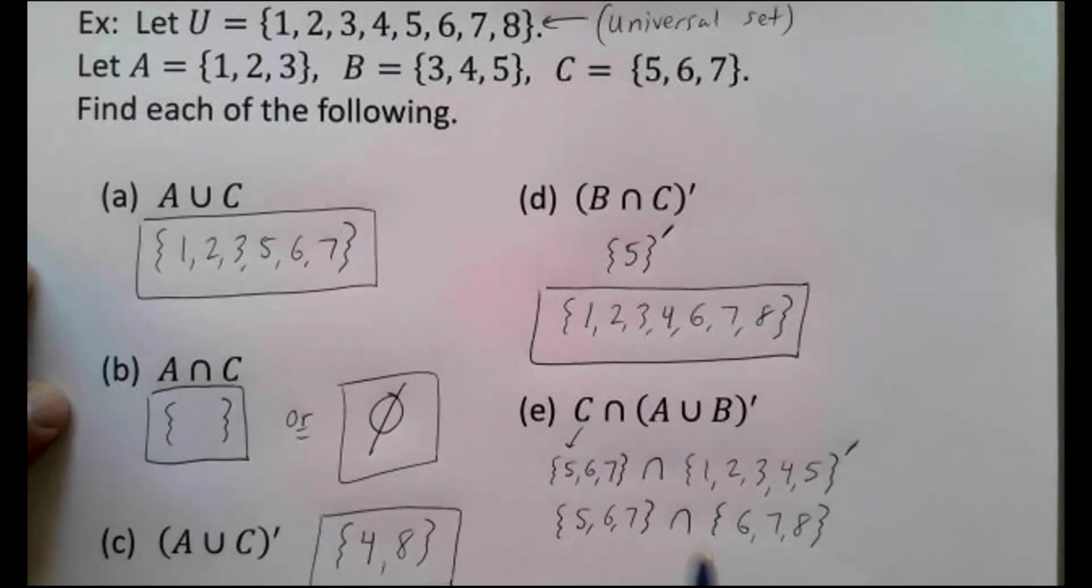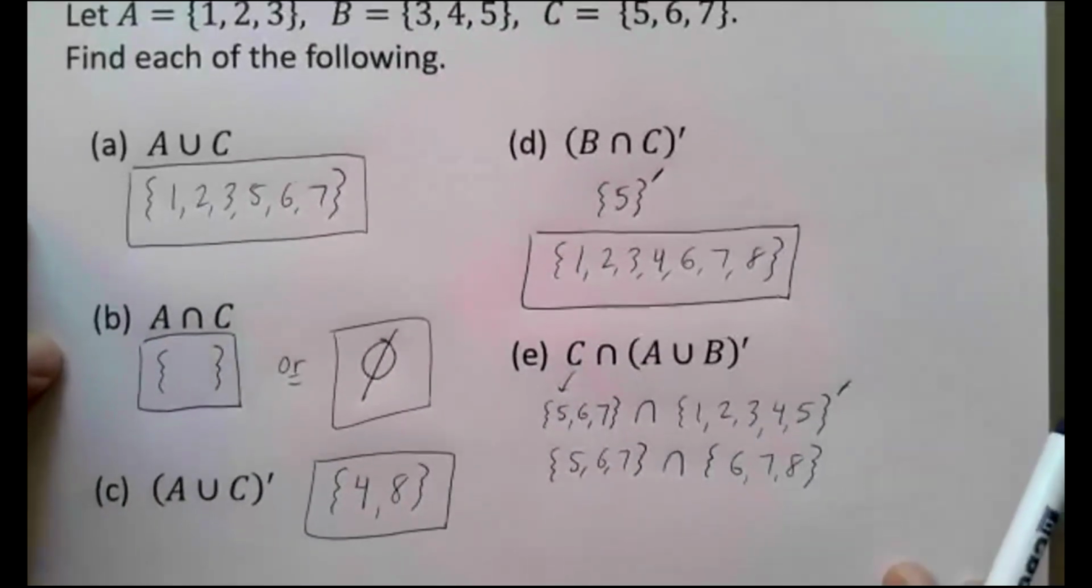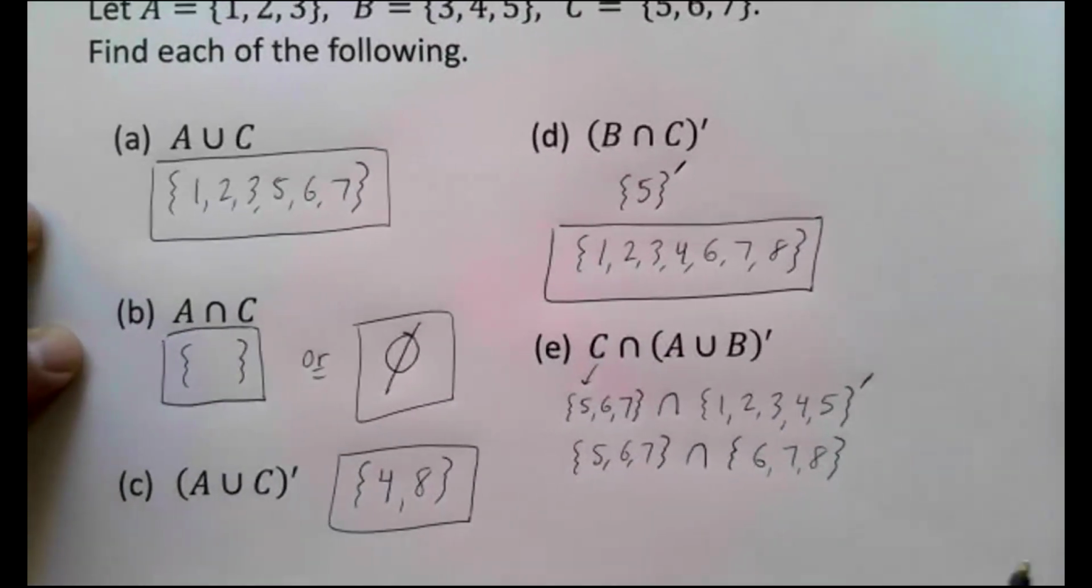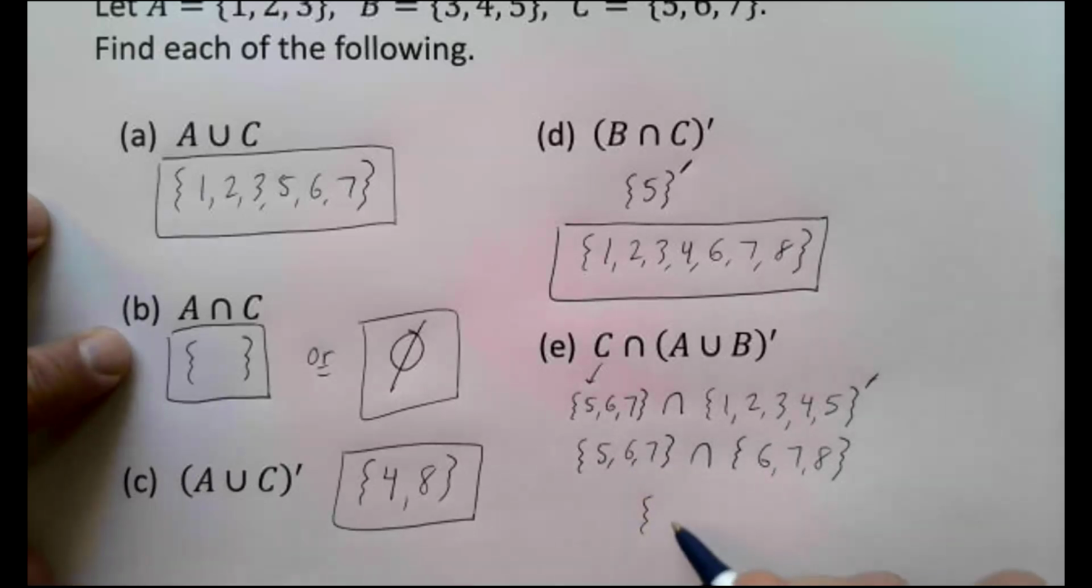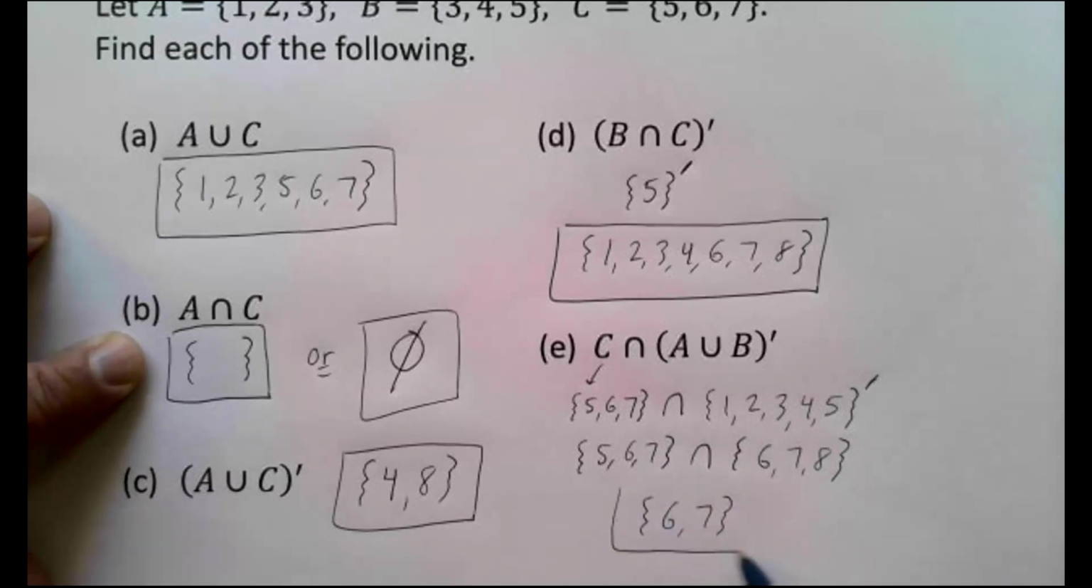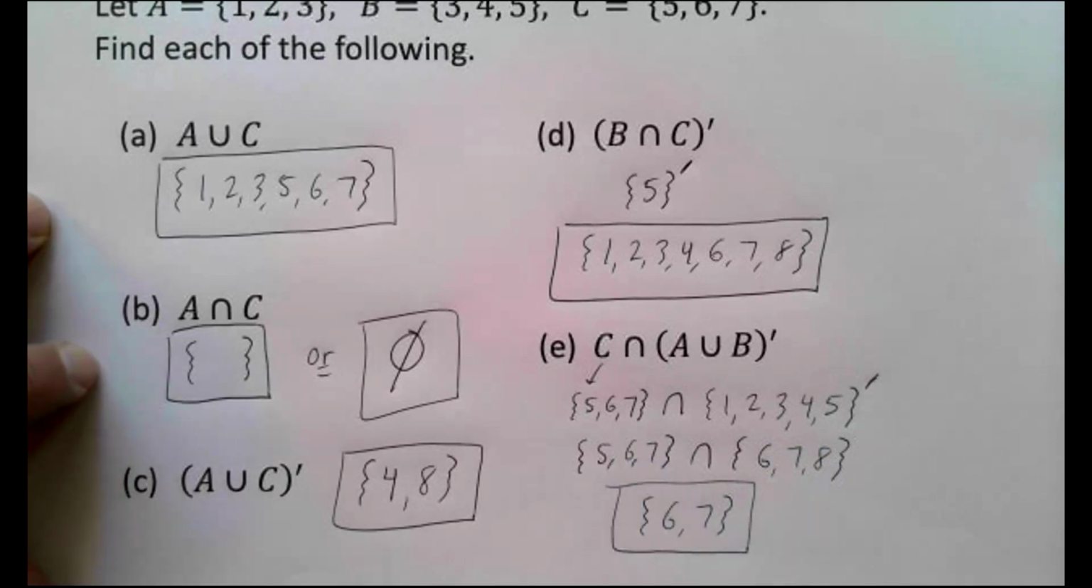Harder to get into this group. It's harder to get into this group because you have to be in both at the same time. And only the 6 and 7 are going to get into this final answer, right? Because only the 6 and the 7 are in both of those at the same time. 5 doesn't get here because 5 doesn't show up in this one. And the 8 doesn't get here because 8 doesn't show up in that one.